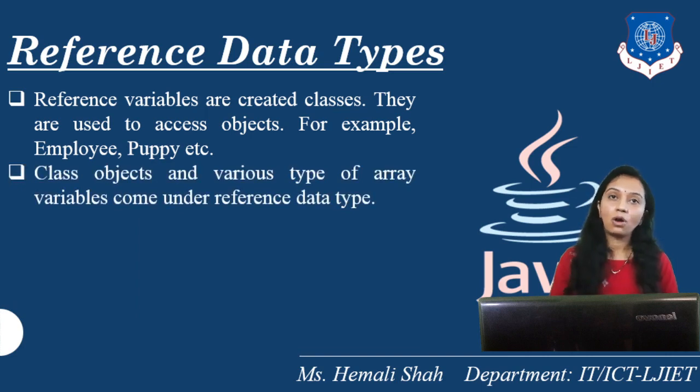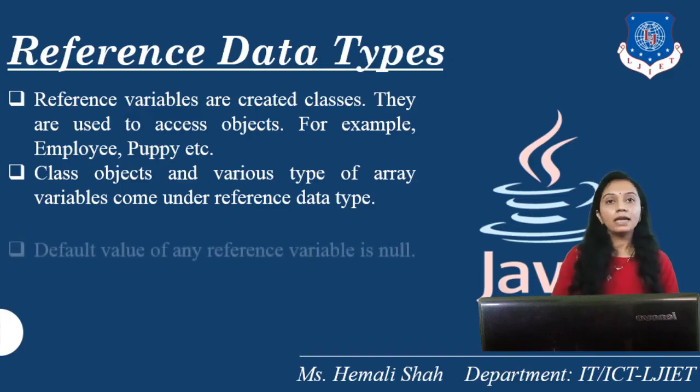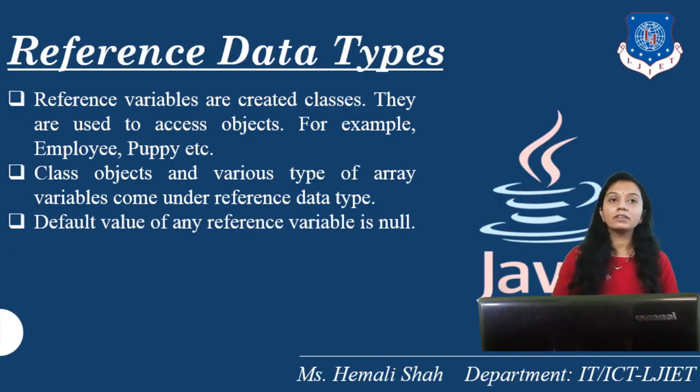Now the class objects and various types of array variables come under this reference data type, right? And the default value for any reference variable, whenever you are making it, is always null. That means it's pointing to nothing. There is no memory available for the object. So you have to use the new keyword to assign the memory to this particular reference data type. Otherwise, it will be null only in your program. So keep in mind this default value of all reference variables. Though you are making an array, though you are making an object, it always becomes null.